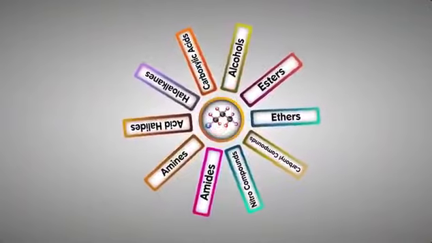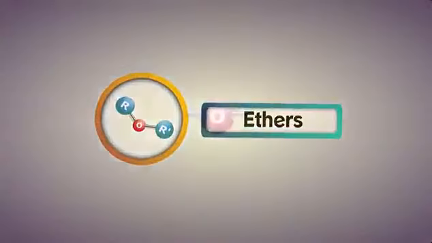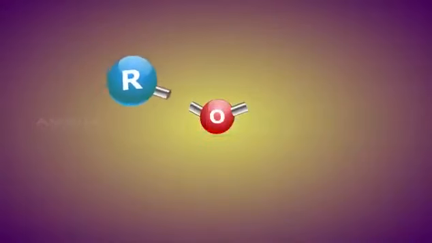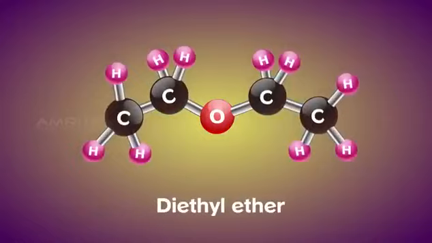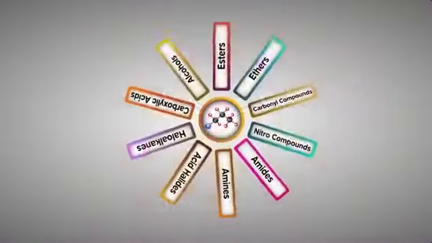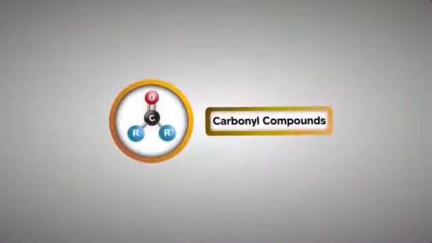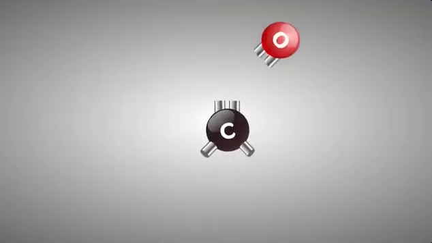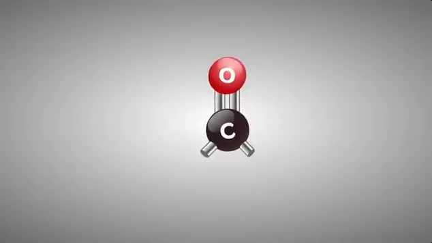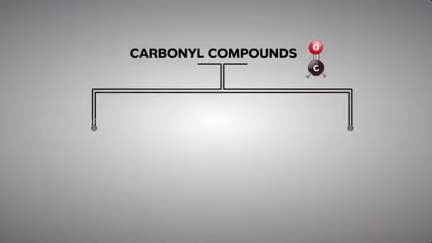Another family of hydrocarbons is the ethers. If two alkyl groups are connected to an oxygen atom, the resulting compound is called ether. An example of the ether family is diethyl ether. Let us now learn about carbonyl compounds. Carbonyl group consists of a carbon atom bonded to an oxygen atom by a double bond. Carbonyl compounds consist of aldehydes and ketones.